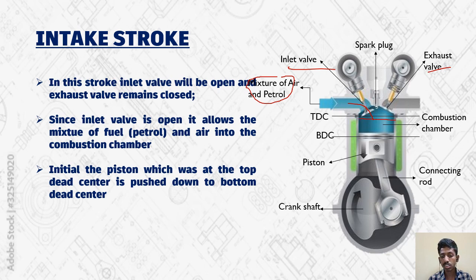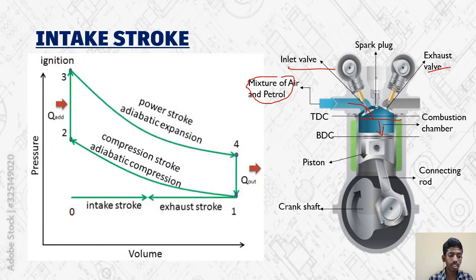Initially, the piston which was at top dead center is pushed to the bottom dead center, and the crankshaft is rotated from 0 degree to 180 degree with the help of the connecting rod. In the PV diagram, from 0 to 1 represents the intake stroke.